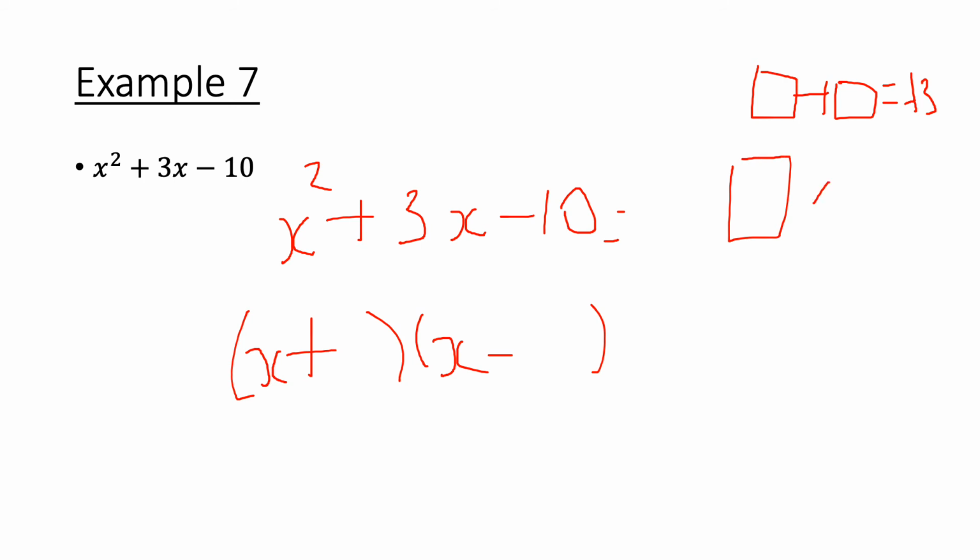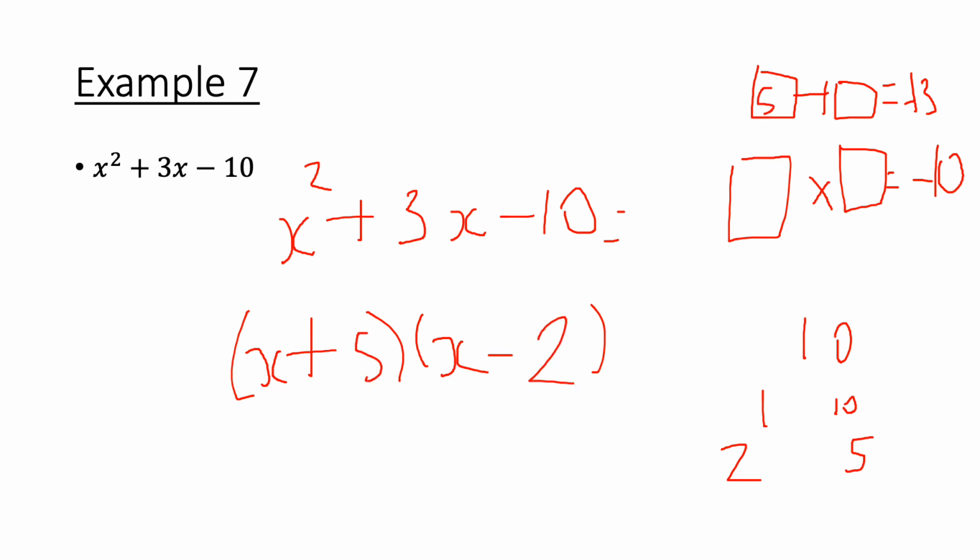Well, again, factors of 10 are 1 and 10, and 2 and 5. So it's going to be plus 5 minus 2. So 5 plus minus 2 is going to be 3, and then 5 times negative 2 is negative 10. So that is my answer there.